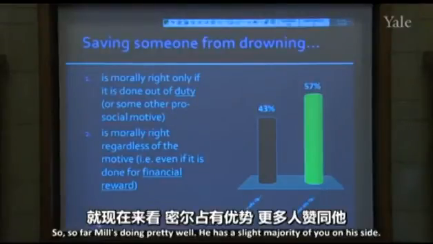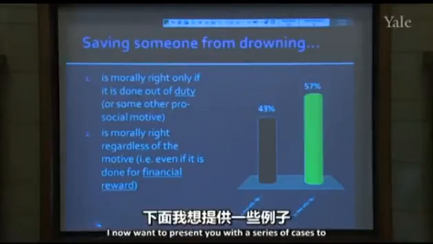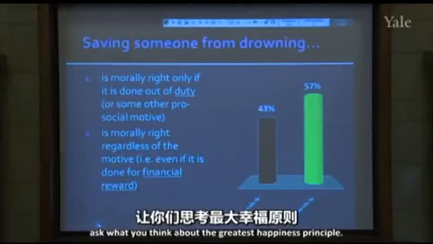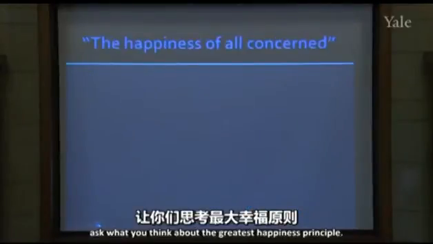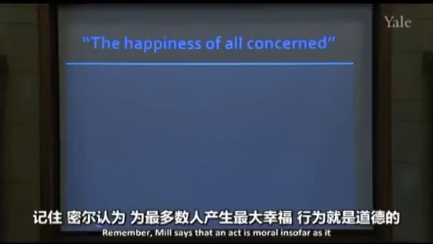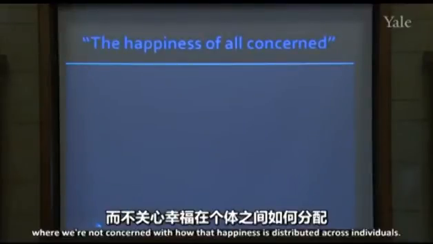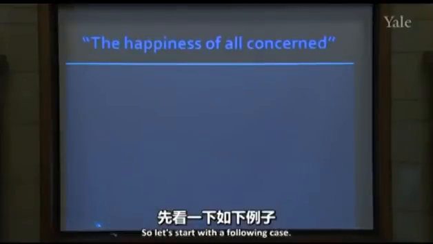So far, Mill's doing pretty well. He has a slight majority of you on his side. I now want to present you with a series of cases to ask what you think about the greatest happiness principle. Remember, Mill says that an act is moral insofar as it produces the greatest happiness for the greatest number, where we're not concerned with how that happiness is distributed across individuals. So let's start with the following case.